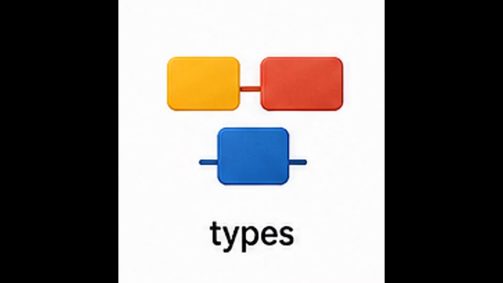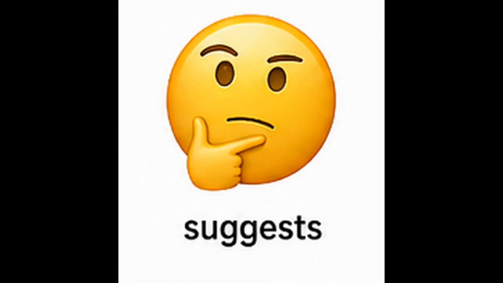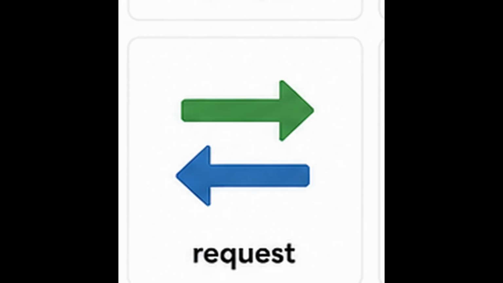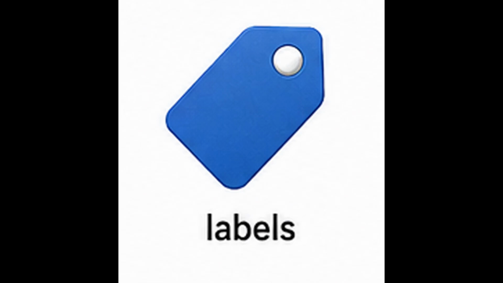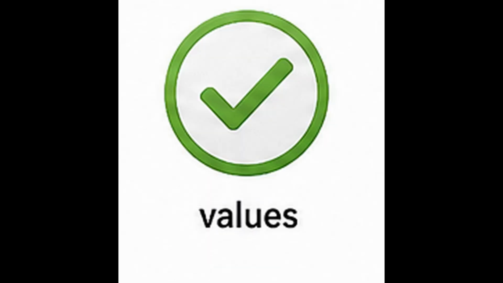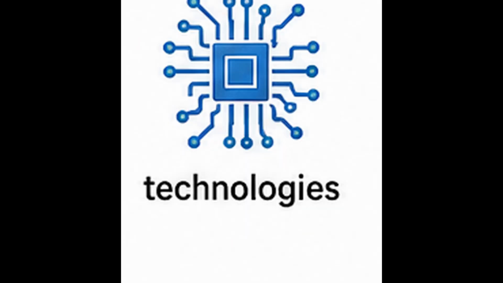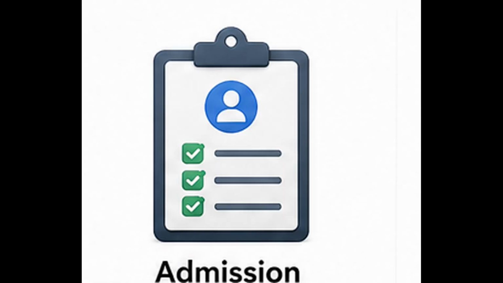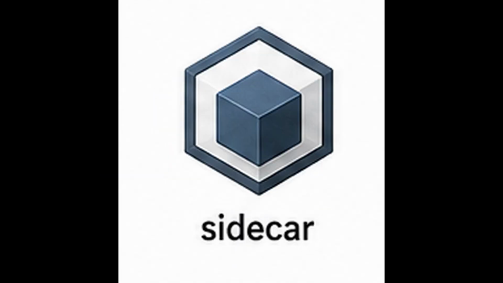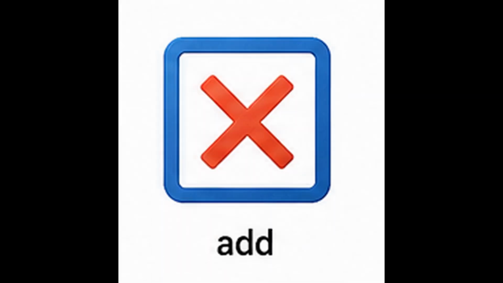Now, there are two major types of admission controllers. The first type is mutating admission controllers. As the name suggests, these controllers can modify the request. For example, they can inject sidecar containers, add labels, add annotations, or apply default values before the resource is created. A famous example is service mesh technologies like Istio. When a pod is created, a mutating admission controller can automatically inject a sidecar proxy into that pod. The developer never has to manually add it.